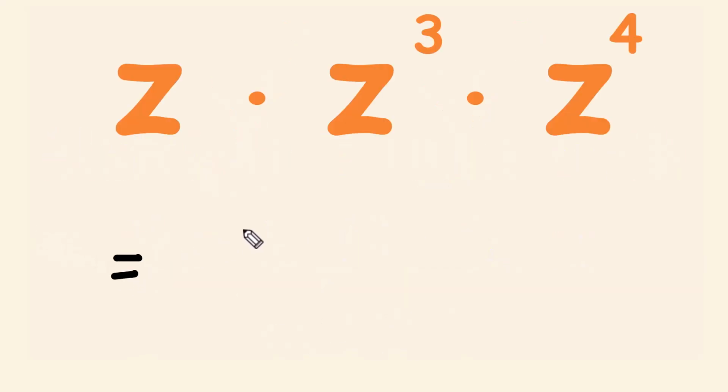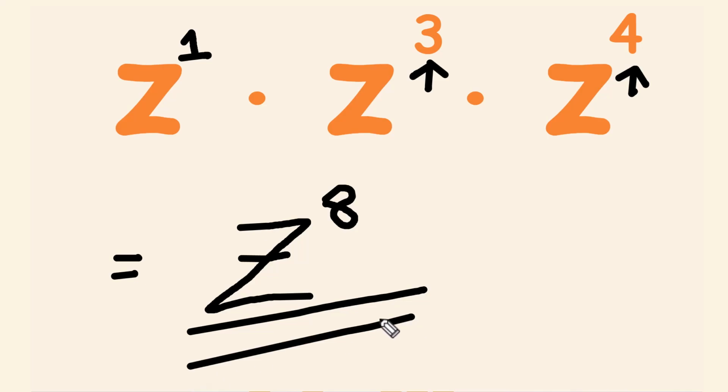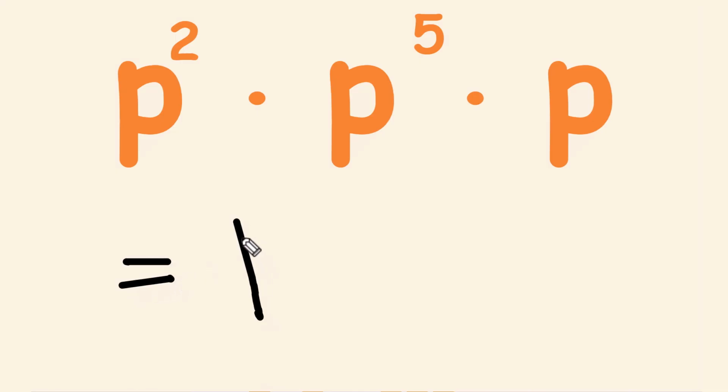Alright, so here we have a problem with the same base. And we proceed to add the exponents. But you have to be careful because this one has an exponent of 1. So we add the exponents and that will add up to 8. Z to the 8th power. We keep the base and we will add the exponents. 2 plus 5 plus 1 is 8.